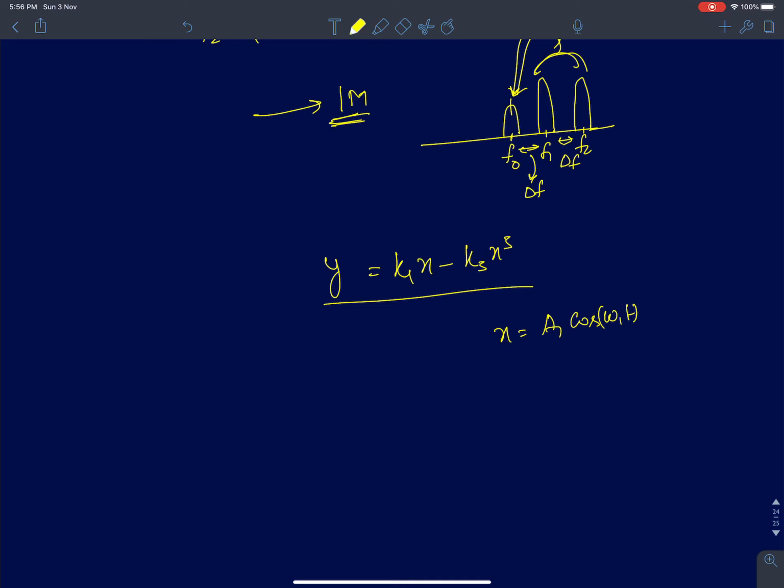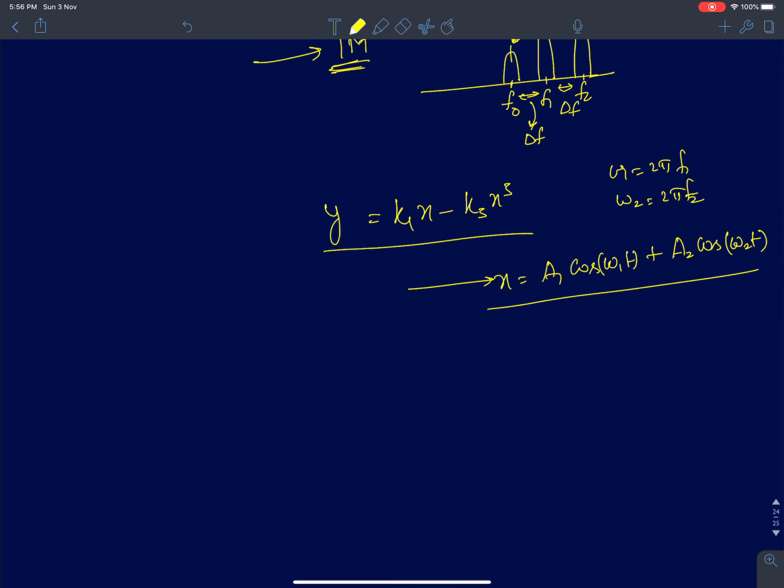I am using omega 1 and f1 interchangeably, so I'm hoping there's no confusion. So omega 1 is simply 2 pi times f1, and vice versa. Similarly omega 2 is simply 2 pi f2, and it will be a2 cos omega 2t. So this is the expression for x, the input signal that you are applying to the system.